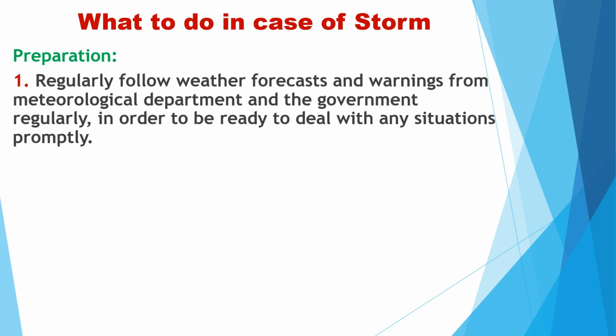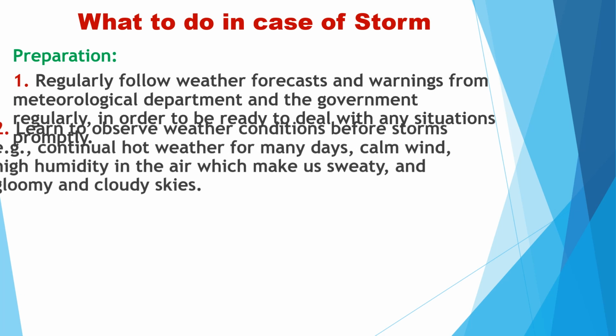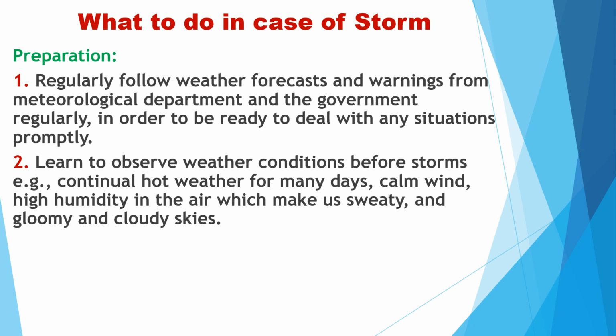First, regularly follow the weather forecast and warnings from the meteorological department and the government in order to be ready to deal with any situation promptly. Again, if you know that there is a natural disaster coming, please check the weather forecast regularly. Second, learn to observe the weather condition before storms. For example, continual hot weather for many days, calm wind, high humidity in the air which makes us sweaty, and gloomy and cloudy skies. Check that.